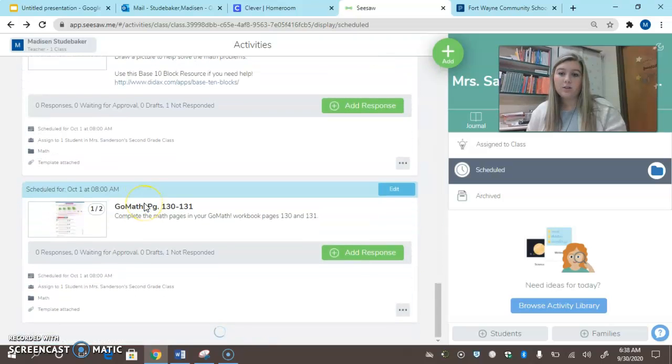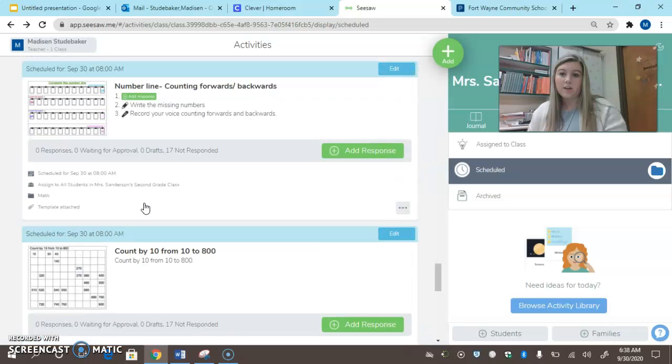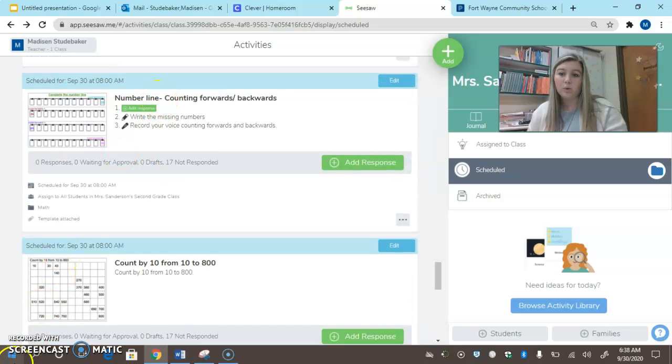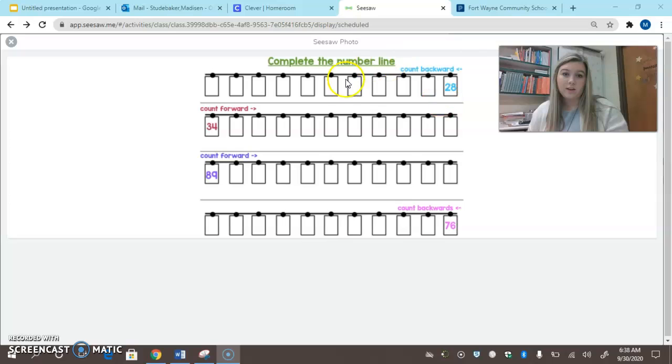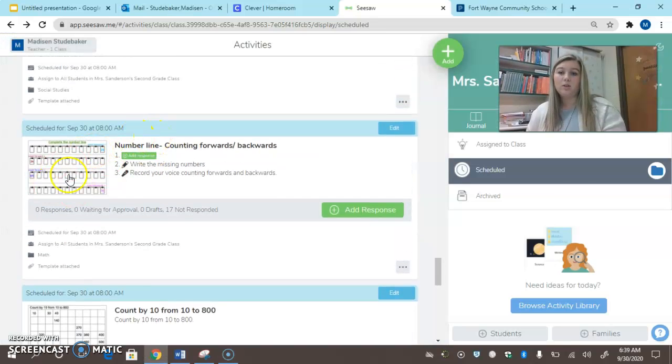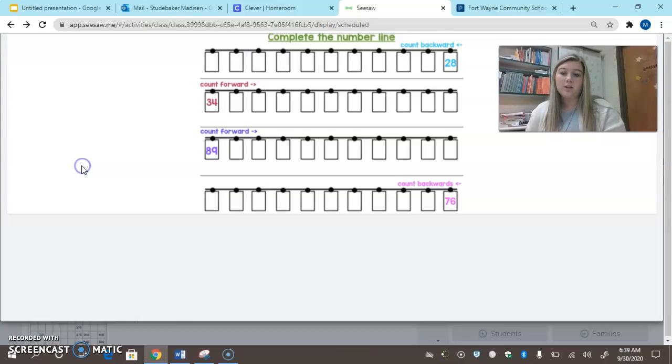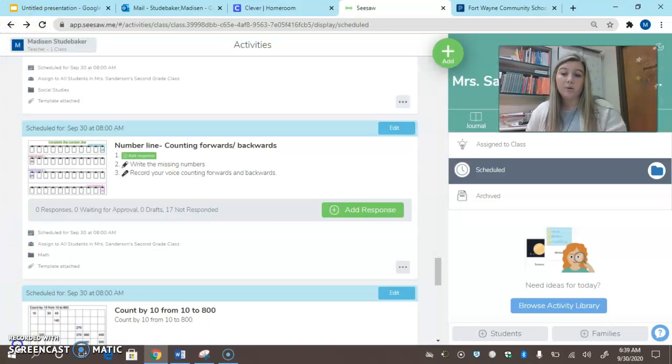The next thing you are going to do today for math, this number line counting forwards and backwards. With this, you are going to count backwards from 28 by ones, forward from 34 by ones, forward from 89 by ones, and backwards from 76. So we've practiced this quite a bit in class. We practiced this a little bit yesterday too, just as a refresher about counting forwards and backwards and what that means.